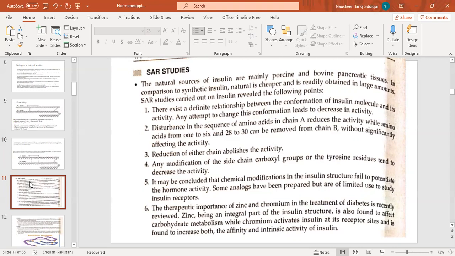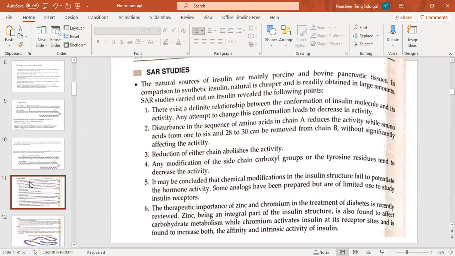Decrease in activity only. Disturbance in the sequence of amino acid chain in chain A reduces the activity, while the amino acids from 1 to 6 and 28 to 30 can be removed from chain B without significantly affecting the activity. If you disturb the sequence of chain A, the activity is lost, while within B there are certain amino acids which you can totally remove, and without those amino acids you still get the activity.